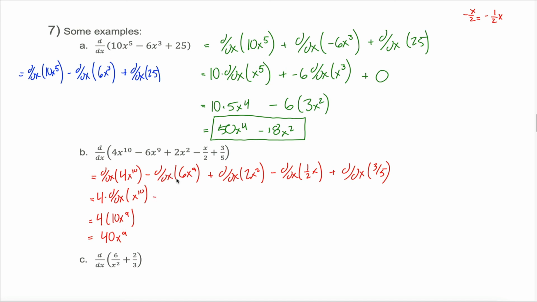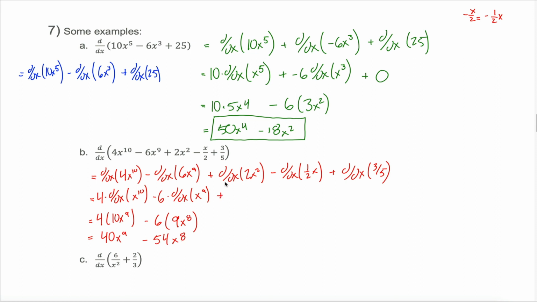I'm subtracting the derivative of 6x to the 9th power. I can bring the 6 out in front and multiply that by the derivative of x to the 9th power. Bring the 9 down, so I get negative 6 times 9x to the 8th power. And since negative 6 times 9 is negative 54, I get negative 54x to the 8th power.